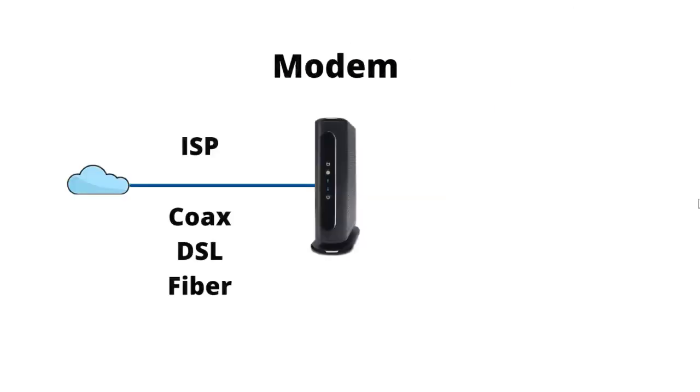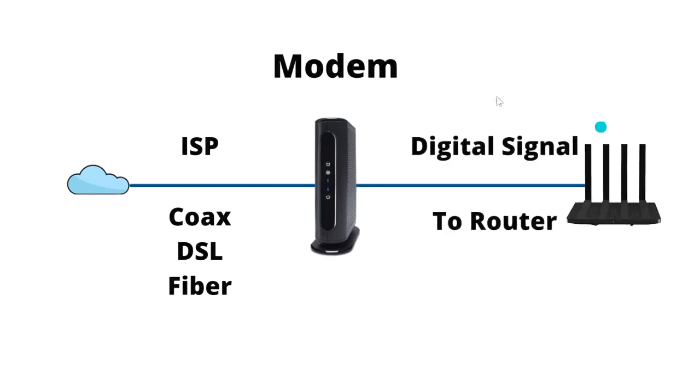It all starts with the modem. The modem pulls in a signal from your internet service provider, which can be in the form of a coaxial cable, just like cable TV. It can be a telephone line, like a DSL cable, or it can be a high-speed fiber optic cable. The modem then converts this signal into a digital Ethernet signal that the wireless router can understand.